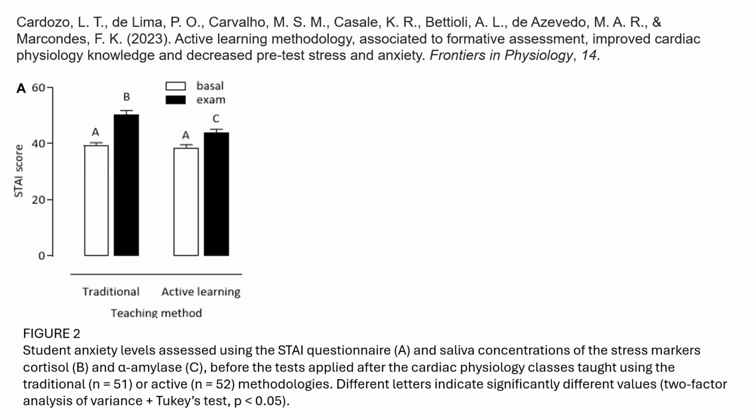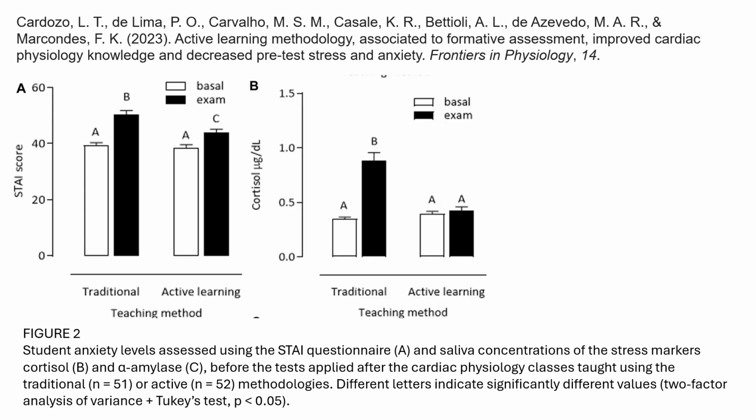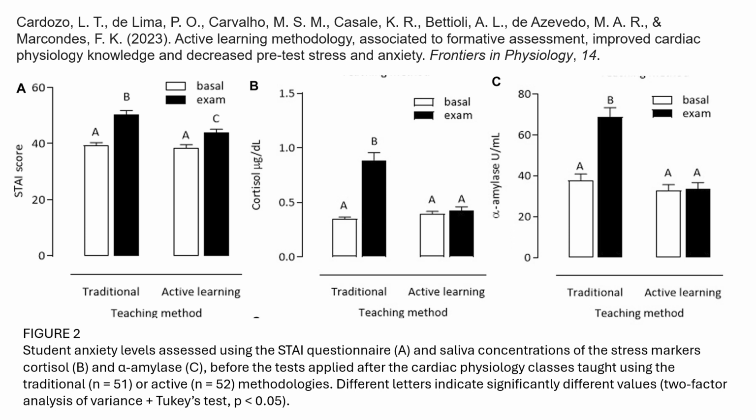A follow-on study from Cardoza, we don't have a lot of time for the details, focus on the solid columns. On the right-hand side, we see an active learning module. On the left-hand side, we see a traditional teaching method, and the solid columns represent an exit exam. This is self-assessment of anxiety just prior to the exit exam, and we see significant reductions in self-assessed anxiety. When we look at salivary indicators of stress, cortisol and alpha amylase, we see radical reductions in pre-test anxiety for the exit exam for students that were provided with active learning when studying the cardiac cycle and ECG.